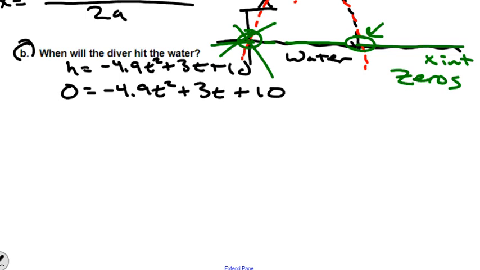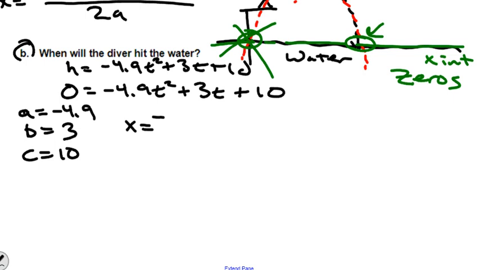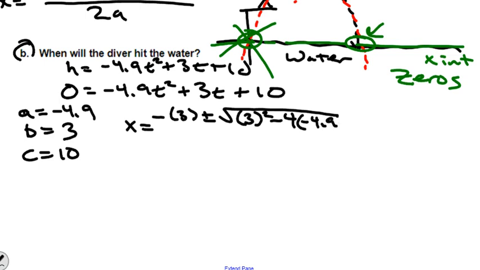All right. So now let's solve this using the quadratic formula. We know my a is negative 4.9. B is 3. These are the same as the last one we did. And now c is different, so it's just going to change my discriminant. So we have x is equal to negative b, so negative 3, plus and minus the square root of b squared, which is 3 squared, minus 4 times my a, negative 4.9, and then my c is 10, and then all over 2 times your a. My a is still negative 4.9.